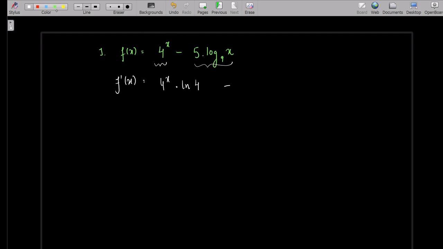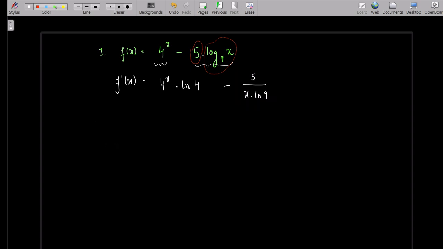If you have any constant term multiplied by the function, that constant term will remain as it is. Just write that constant term as it is and then find out the derivative of the rest of the function. Derivative of log to the base 9 of x is 1 over x ln 9. Yes, right? So 5 times 1 over x ln 9, or you can multiply the 5, so this becomes 5 over x times ln 9.